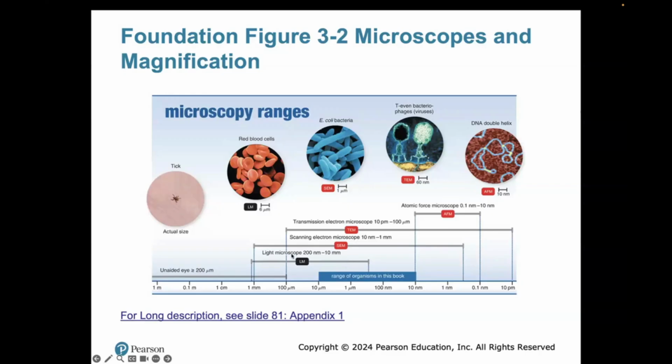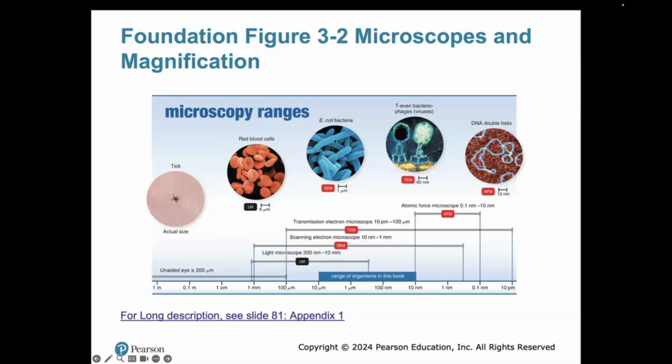And then we have this overlap for these electron microscopes. So we have scanning electron microscopes and transmission electron microscopes. For scanning, you'll see SEM, and then TEM, transmission electron microscopes. And then the atomic force microscopes, AFMs, are going to be able to look at specimens at a much smaller capacity, right? So these are very small.